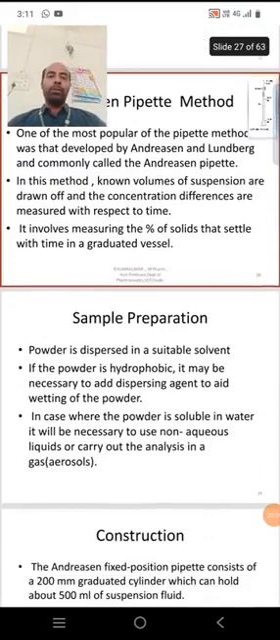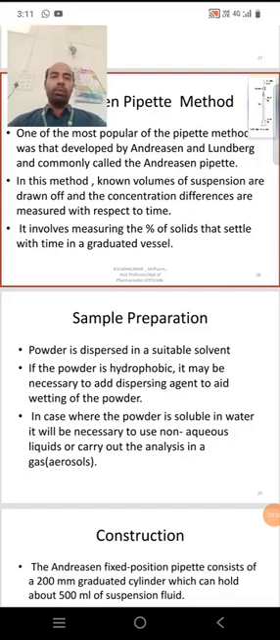Sample preparation: powder is dispersed in a suitable solvent. If the powder is hydrophobic, it may be necessary to add a dispersing agent to aid wetting of the powder. In cases where the powder is soluble in water, it will be necessary to use non-aqueous liquids or carry out the analysis in the gas.